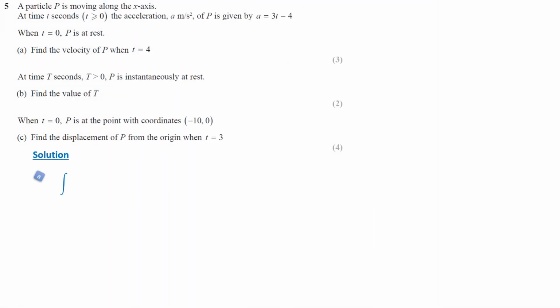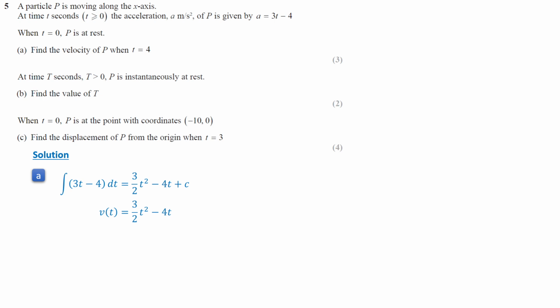We know that velocity is the integral of acceleration. When we integrate the acceleration, we get velocity equals 3 over 2 t squared minus 4t plus c, where c is a constant we need to determine. The question tells us that when t equals 0, the particle is not moving, meaning the velocity is also 0. So, c must be 0. The velocity equation becomes v equals 3 over 2 t squared minus 4t.